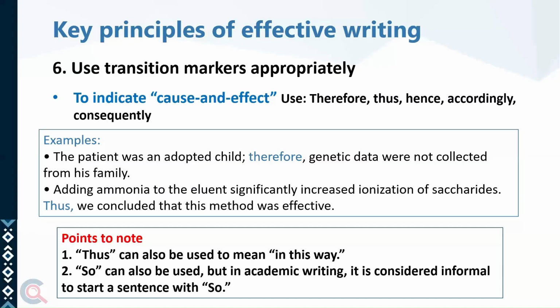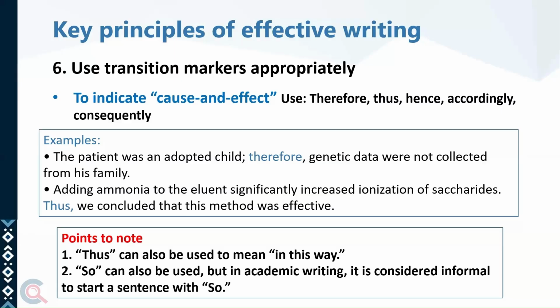Firstly, we use transition markers to indicate cause and effect. So if you want to indicate cause and effect in your sentences, use therefore, thus, accordingly, consequently. These are synonyms of the same word that you can use to indicate cause and effect.